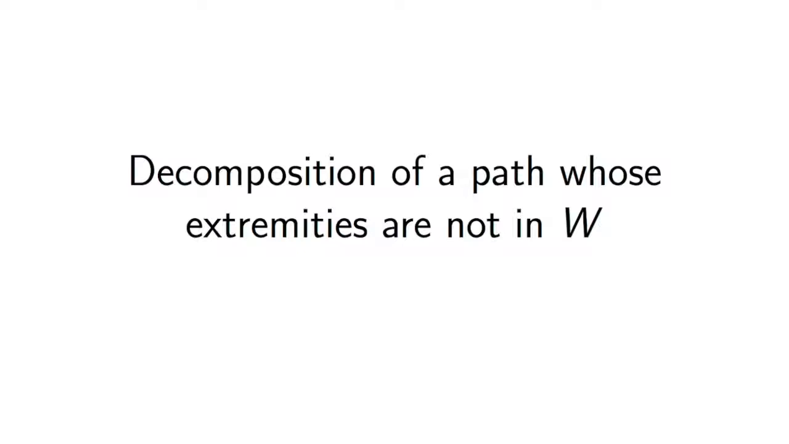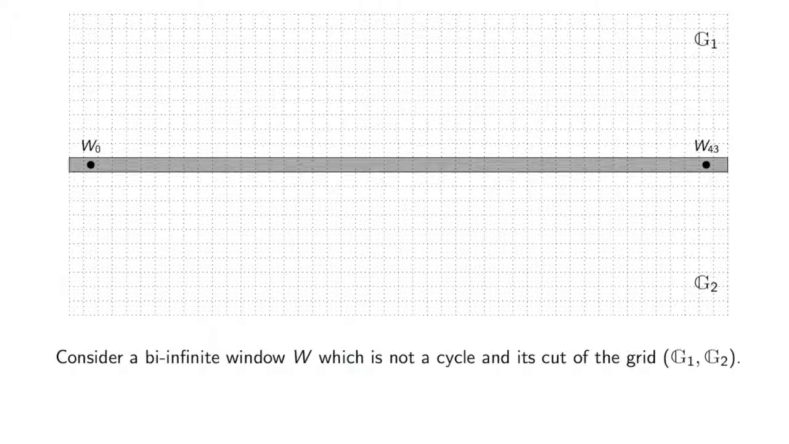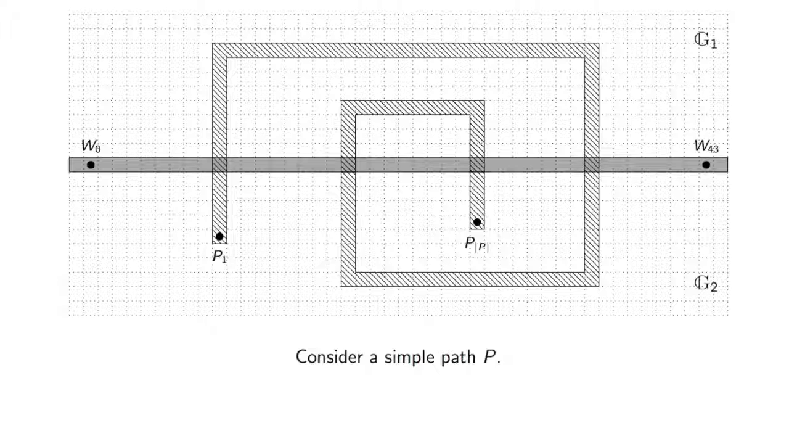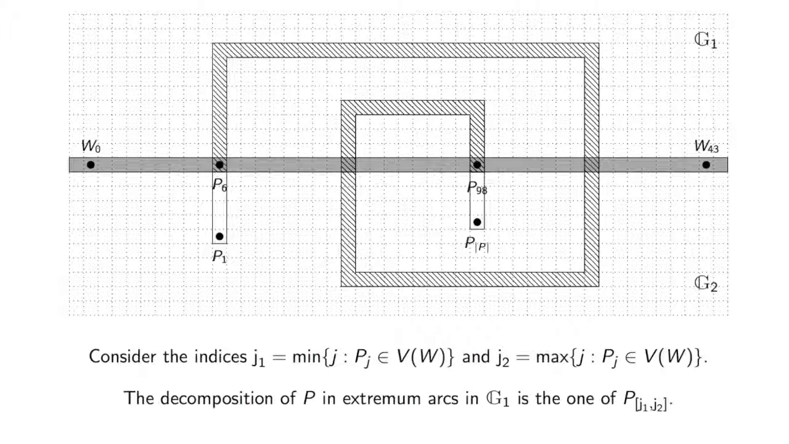We end this video by generalizing the definition of a decomposition in extremum arcs to other paths and in particular to infinite paths. Consider a simple B-infinite window W which is not a cycle. This window is in gray. The graphs G1 and G2 are the cut of the grid associated to this window. Consider a simple finite path P. Here its first and last positions do not belong to the window W.